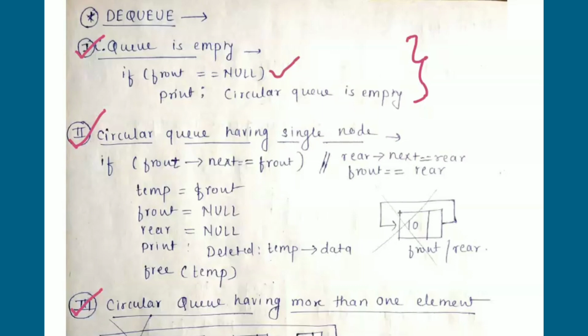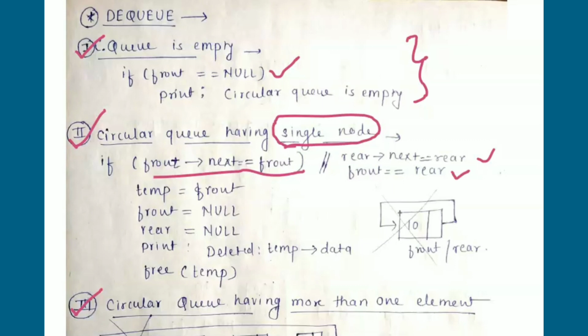Now the second case is nothing but your queue is having a single node. So now the question arises how you are going to check your queue is having a single node. So when you are talking about a circular queue, you can check it with the help of front next equal to front, or you can check rear next equal to rear. And if your front and rear both pointing to the same address, you can say that your circular queue is having a single node.